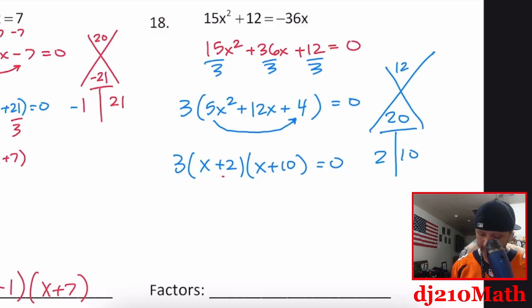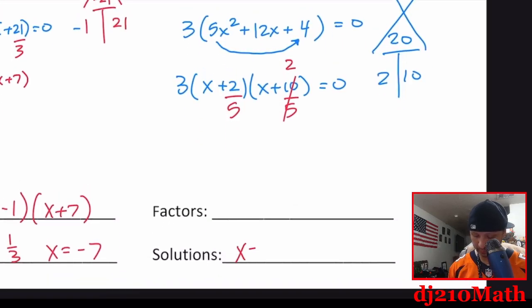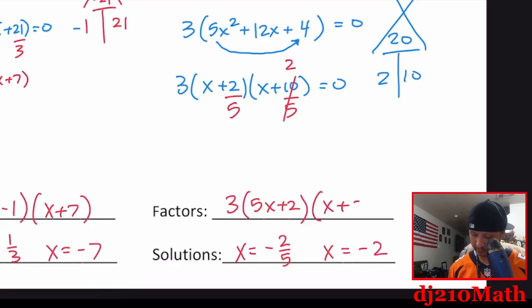Divide the a. Our a was 5. Reduce. This is going to reduce to 2. 2/5 doesn't reduce. So our solutions: x equals negative 2/5, x equals negative 2. So the factors are going to be 3, 5x plus 2, x plus 2.